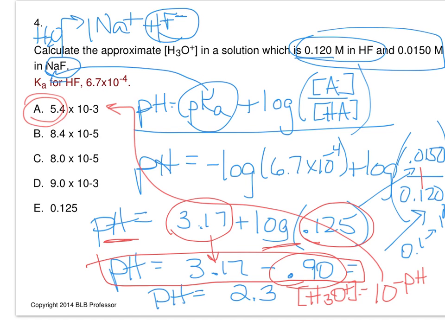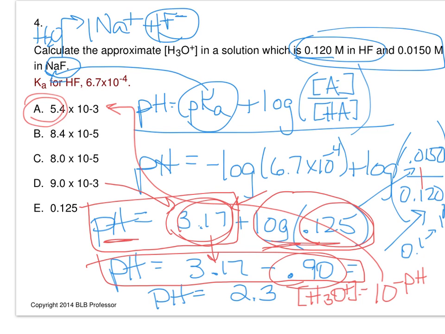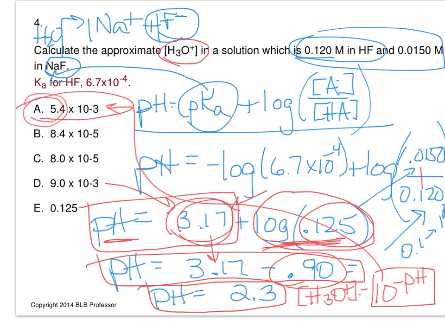Now I want to point out to you that the pH is primarily influenced by the pKa. This log of the ratio base to acid is going to tweak the original pH, but not by much. That's the whole idea. So it's always going to be pKa plus or minus some smaller value. So in this case, the pH is 2.3 of this buffer, and of course the problem asks for hydronium ion concentration, not pH. You get that 10 raised to the minus pH, and the answer is A.